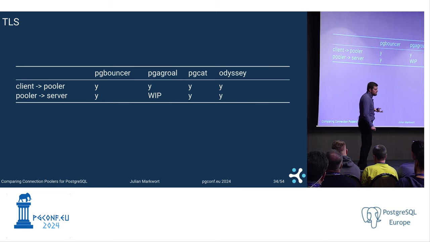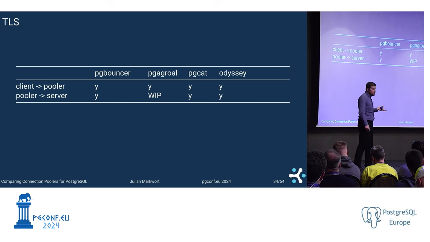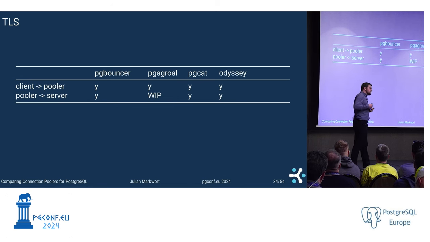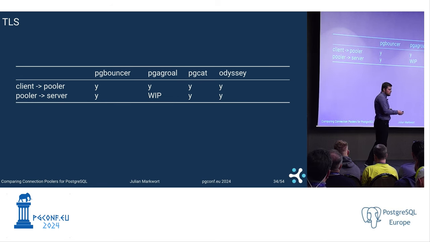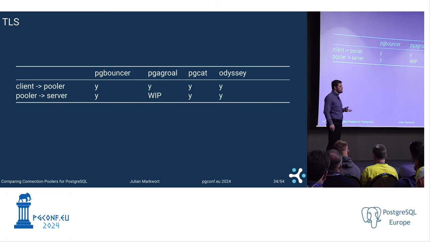Then, because I found this curious, I looked into how they support TLS connections, and in this case we're looking at client to pooler connections and also pooler to server connections. So the good news is that all of these poolers support client to pooler TLS connection establishment, but the bad news is that pgagroal does not yet support this for connections to the PostgreSQL server. There is an issue about this, and they are probably going to work on that whenever they release version 2.0.